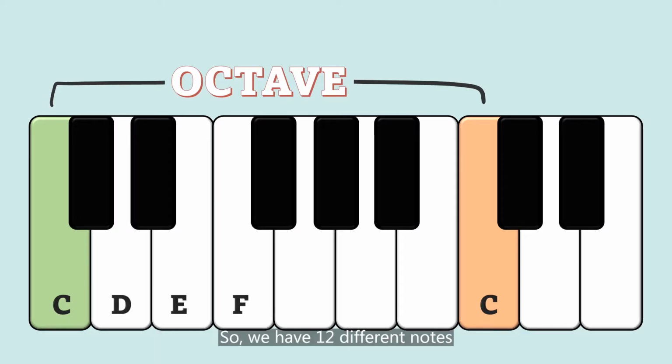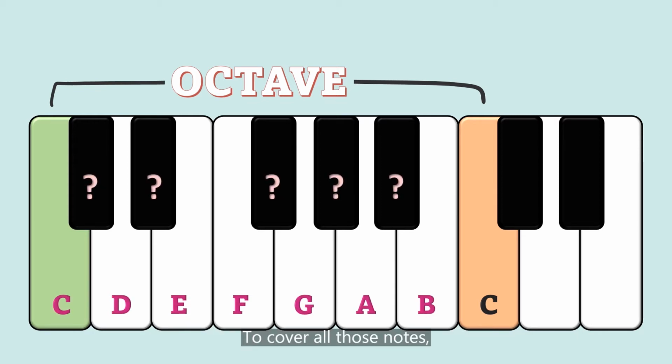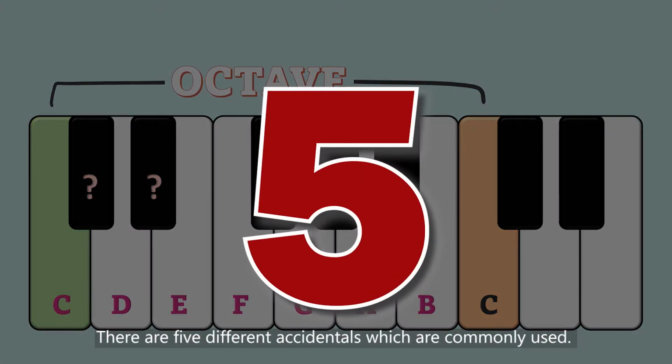So we have 12 different notes, but we only use 7 letters of the alphabet. What about those notes in between? To cover all those notes, we can use accidentals. There are 5 different accidentals which are commonly used.